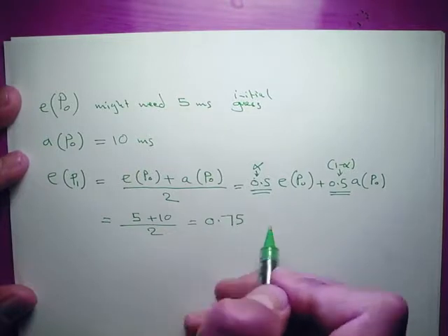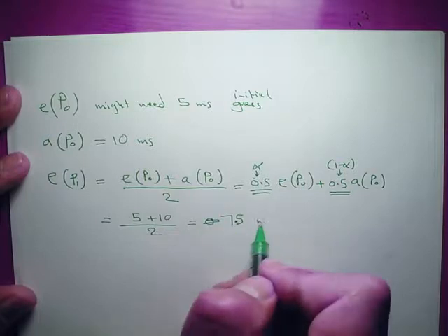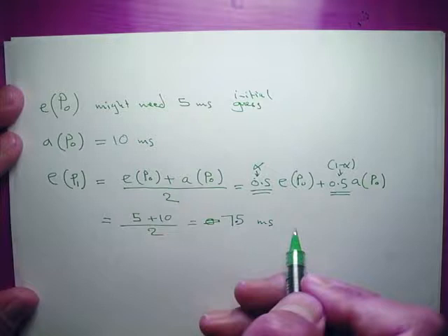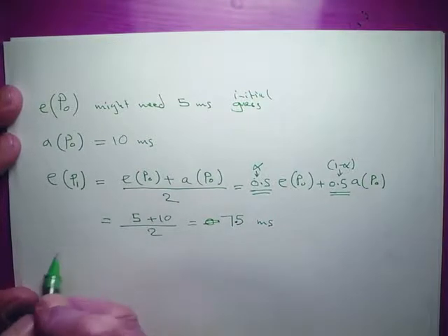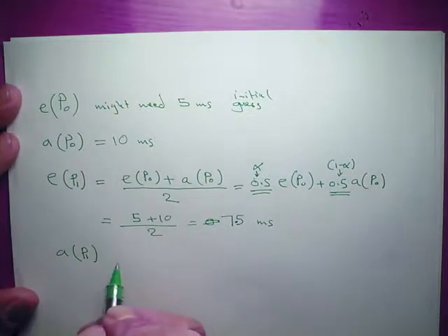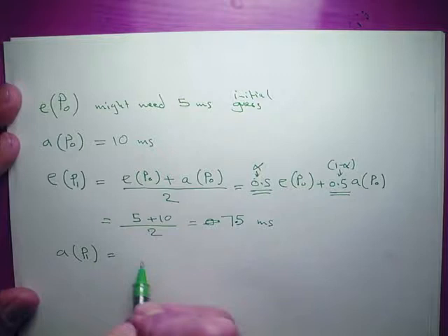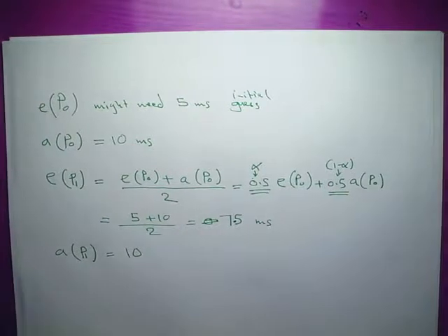So that's 7.5 milliseconds, okay? This is our expectation. And now when we run P1, we found that the actual A of P1 was not 7.5, it was again 10. Again 10. So we have a wrong expectation. However, the error is much smaller, a 50% reduction.